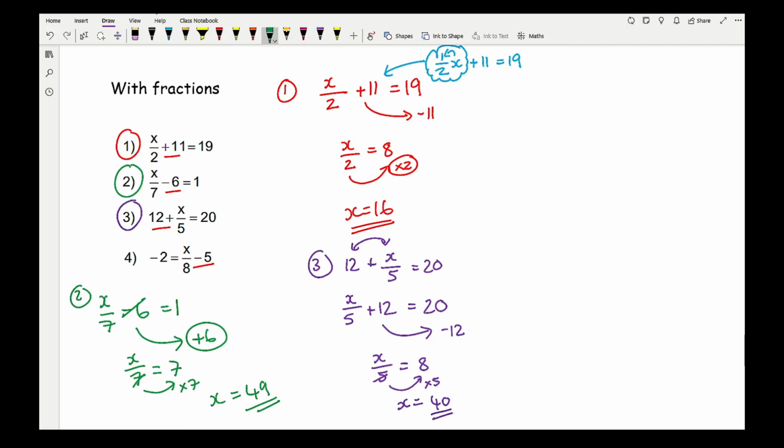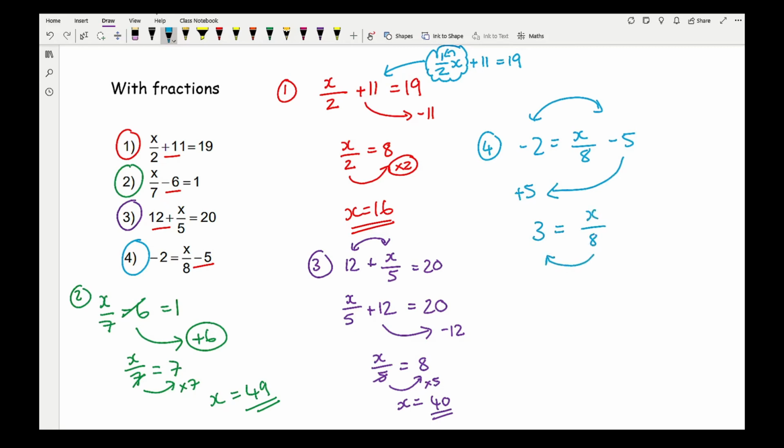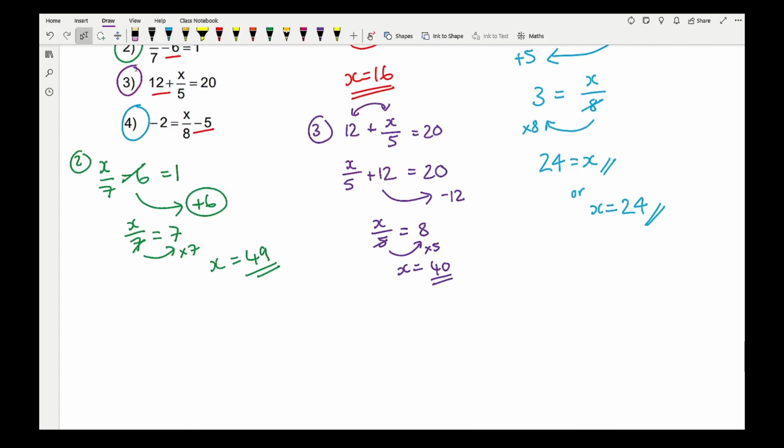And then finally, with question 4, I've got minus 2 equals x over 8 minus 5. So again, if you wanted to flip the two things around to make it easier for you, that's fine, but it's not needed. So again, the opposite of taking away 5 is to add 5. So minus 2 plus 5 is 3. And then to get rid of the 8, I do the opposite, so I times by 8. And so I've got 24 equals x, which is the same as x equals 24. So any of those answers written either way is going to be absolutely fine.